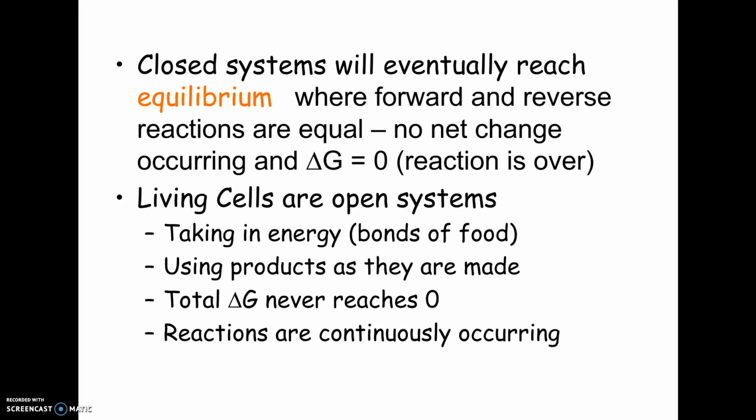What's happening in a living cell is you're constantly taking in oxygen, taking in food products, producing waste products, moving. All kinds of reactions are always happening. So it's called an open system. And there is no 0 point of delta G because reactions are always happening.